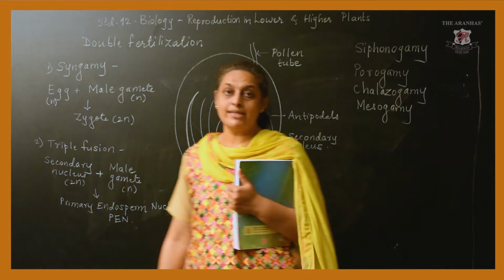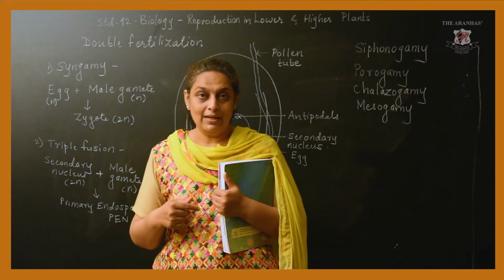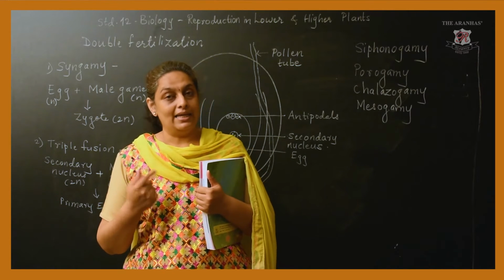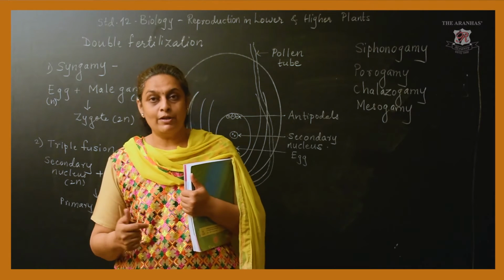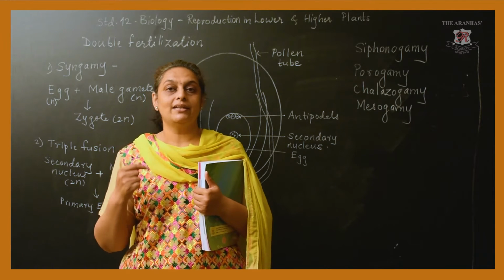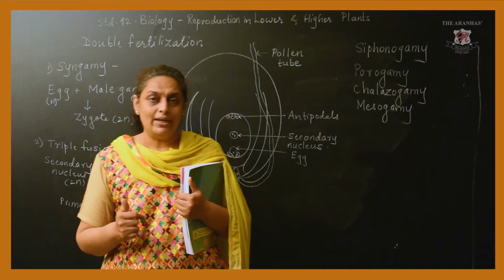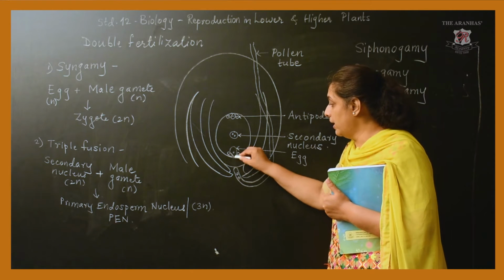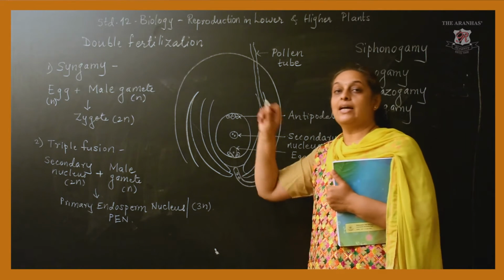Okay, so there are three terminologies: porogamy, entry of pollen tube into ovule through micropyle. If pollen tube enters from chalaza, it is chalazogamy, and if pollen tube enters from integuments, then it is mesogamy. But remember students, porogamy is very common in angiosperms. Okay, so you have studied these different terms as siphonogamy, porogamy, chalazogamy and mesogamy. Now let us assume that pollen tube has entered through micropyle. Now what will happen? This pollen tube, it starts growing towards embryo sac and it enters the embryo sac.